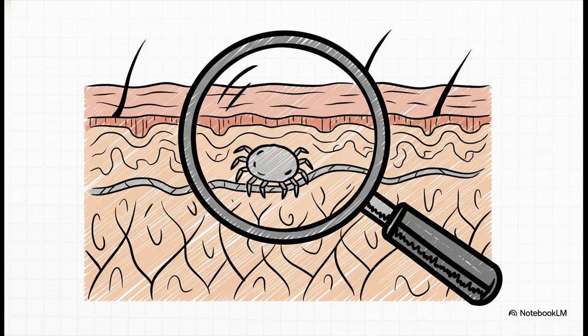And pathognomonic is a great word. It means that if you see this sign, it points directly to one specific diagnosis. And in this case, that burrow is literally the track left by the scabies mite as it tunnels under the skin. This is an absolute must-know sign.